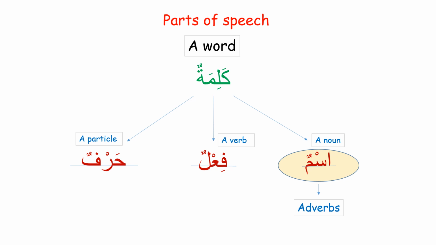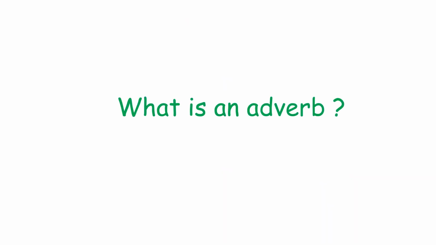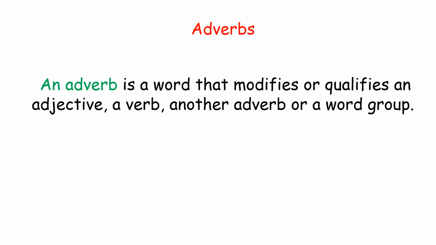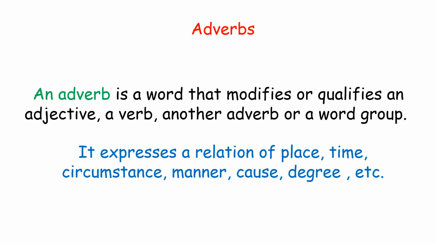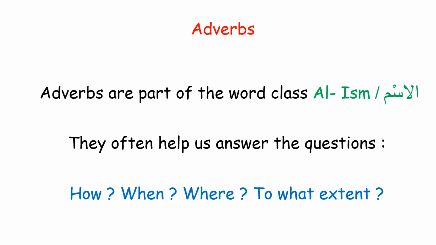So, adverbs everyone, and to begin with, what is an adverb? An adverb is a word that modifies or qualifies an adjective, a verb, or another adverb, or a word group. It expresses a relation of place, time, circumstance, manner, cause, degree, etc. And again, please let me stress the fact that adverbs belong to the word class al-ismu. And let's not forget to point out that adverbs help answer the questions how, when, where, and to what extent.